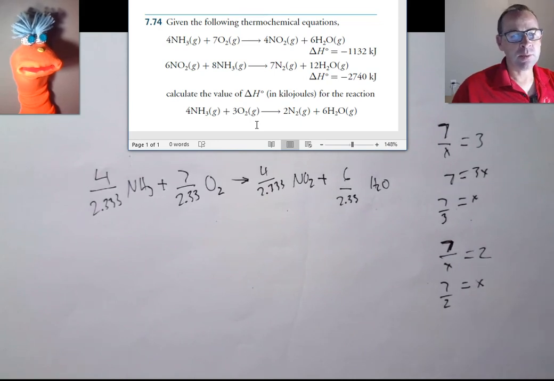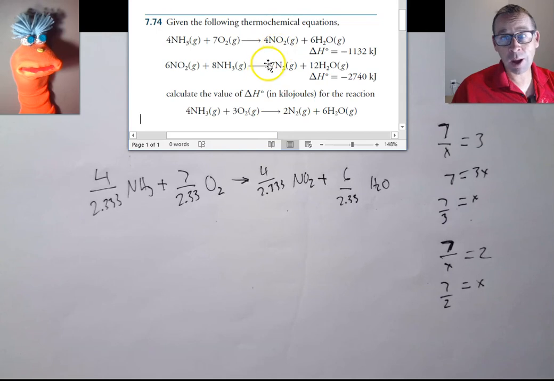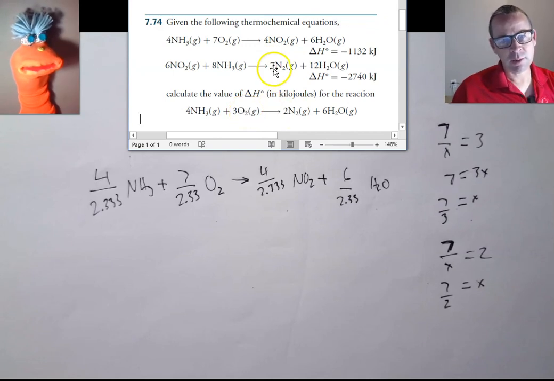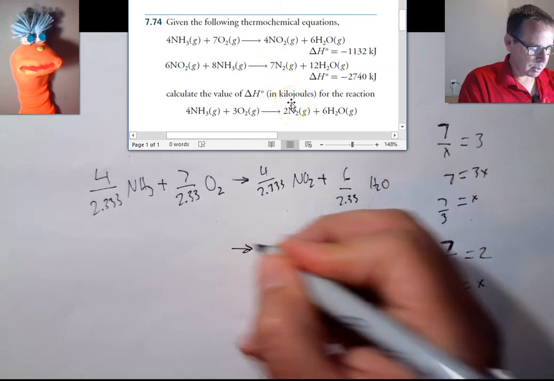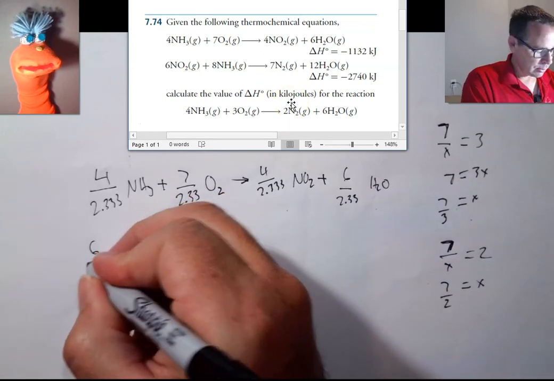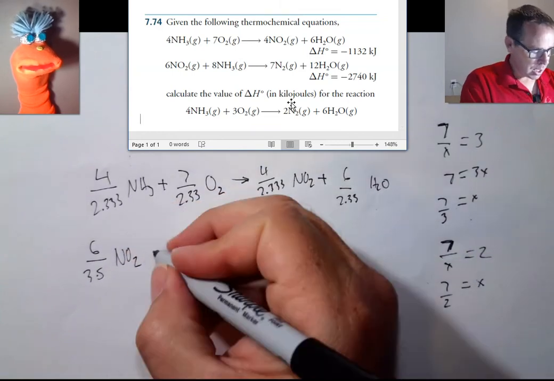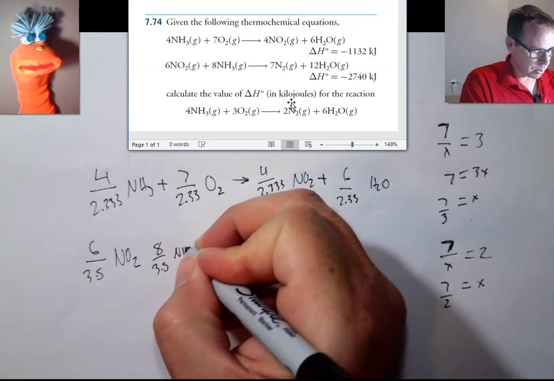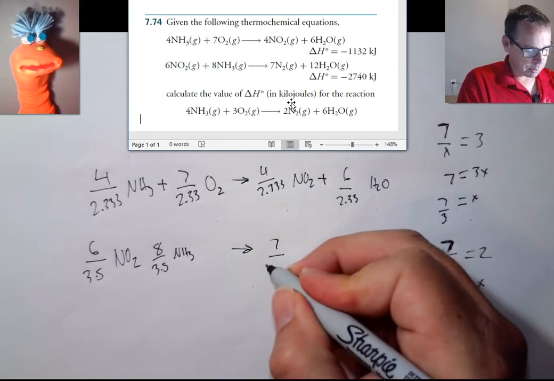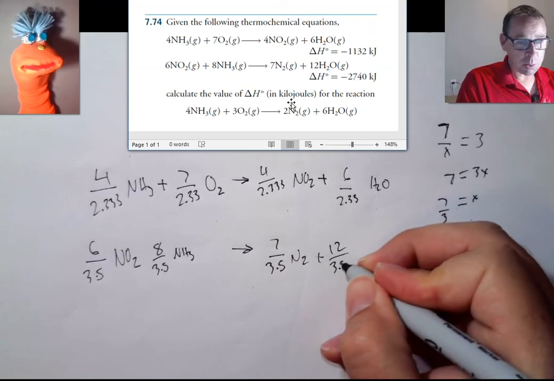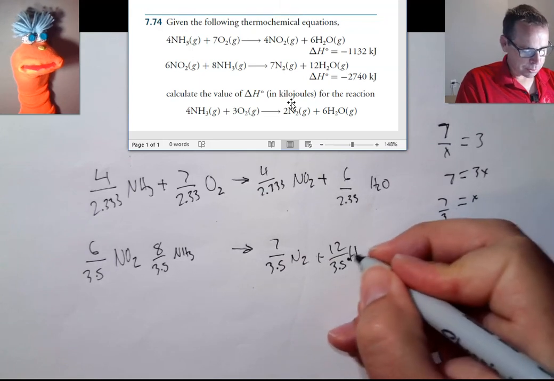And then from this one here, I don't know how this is going to work out, right? But it seems that we have to divide by, what did we say 7 divided by 2 was? 3.5. So we need to divide this by 3.5 to make it 2. So 6 divided by 3.5, I need to divide the whole thing, right? NO2s. 8 divided by 3.5 ammonias. 7 divided by 3.5 nitrogen gases. 12 divided by 3.5 waters.